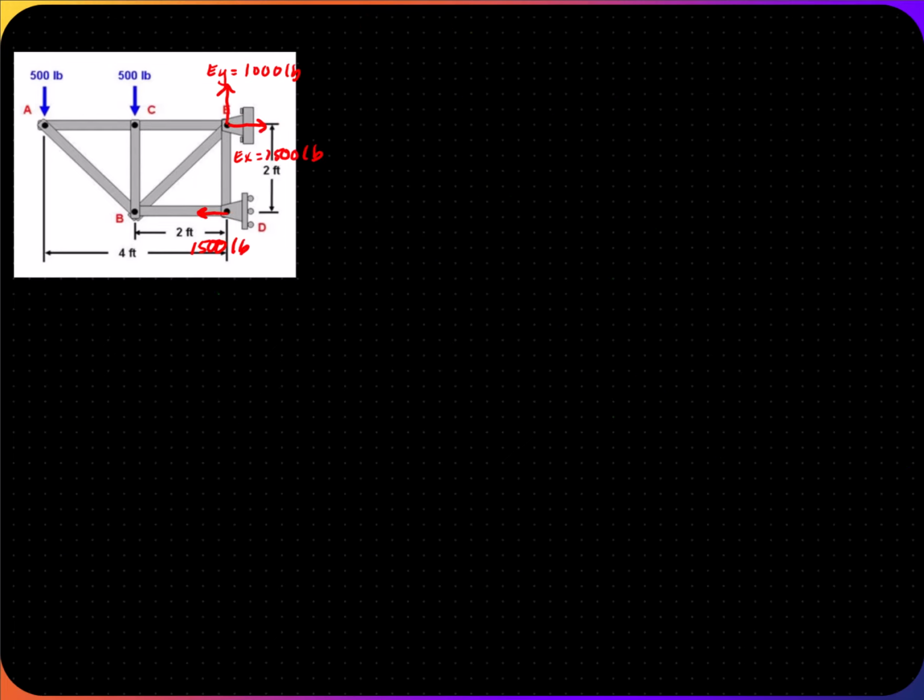So now that we found all the external forces, we're going to start with the internal forces. All I did was redraw the picture and label it with the correct external forces. So for the internal forces, you want to start with the joint that has the least amount of unknowns and the least amount of beams. That would be joint D.